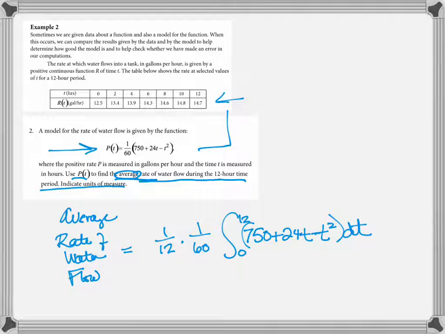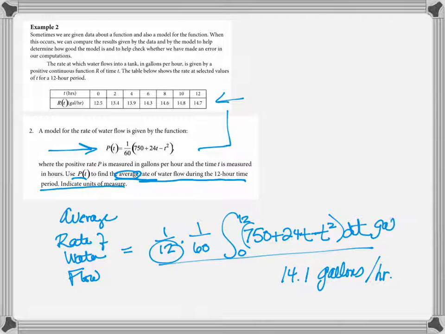And you're going to put that straight into your calculator, and you get 14.1 gallons per hour, because remember this integral is going to give you gallons. And then you're dividing by 12 hours, so it's gallons per hour. All right, so that was example 2.